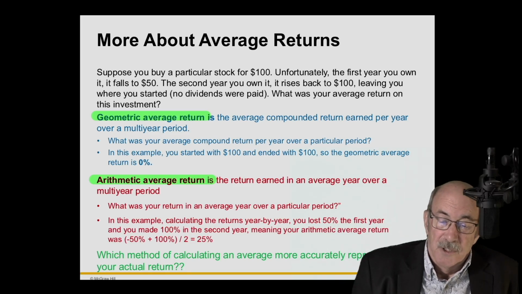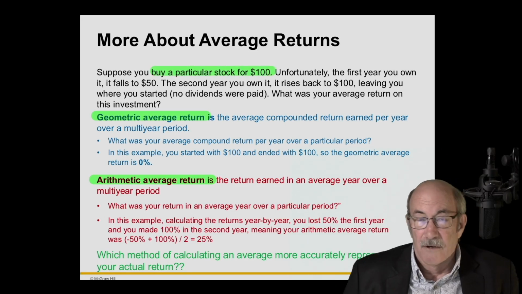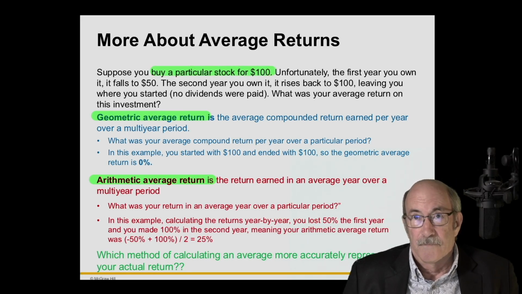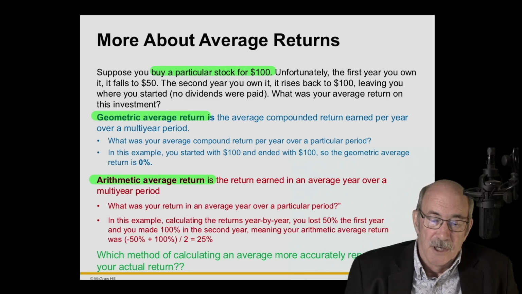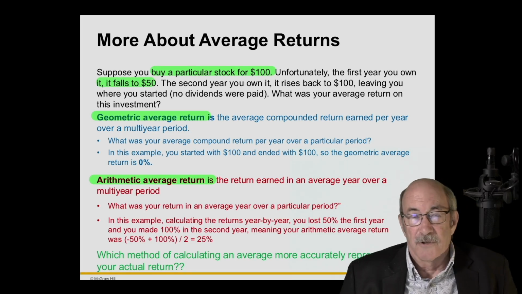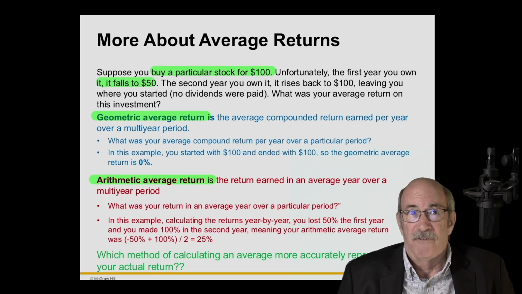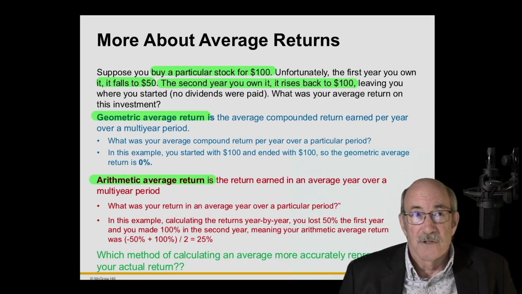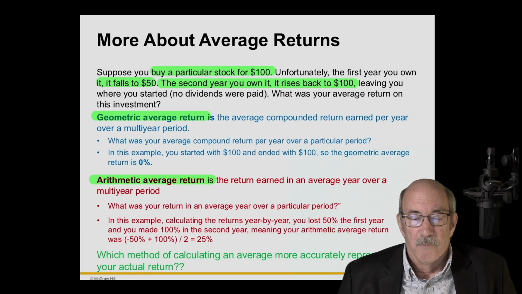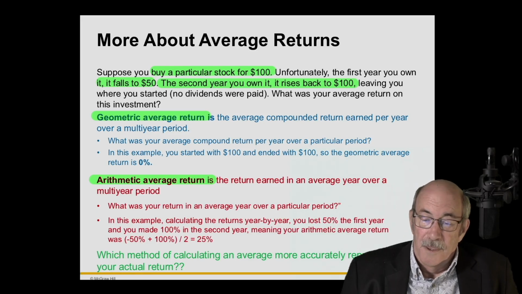And that is, suppose that we buy a stock for $100 and we're going to hold it for 2 years. The first year it drops to $50, so it loses half of its value, 50% loss. The second year it has a 100% return. In other words, it doubles its value. But note here that we bought it for $100 and we sold it for $100.